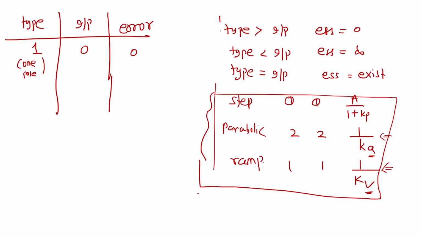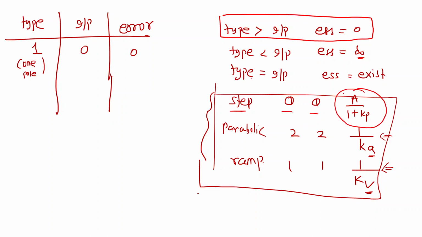When my type is greater than input, then my steady state error will be 0. When type is less than input, my steady state error is infinity. And when both are matched, then it will exist. That means when it is a step, 0 and 0 match, it gives my steady state error by this formula. When 1 and 1 match, meaning a ramp signal, it gives my steady state error by this formula. Then for parabolic, 2 and 2 match, and the steady state error will exist. So these are the three formulas you need to remember.